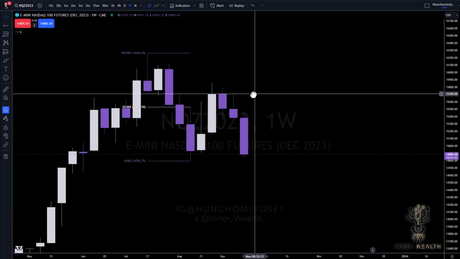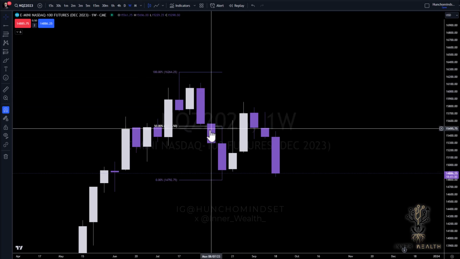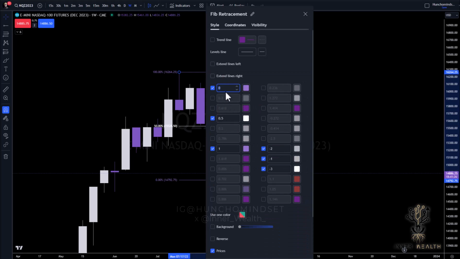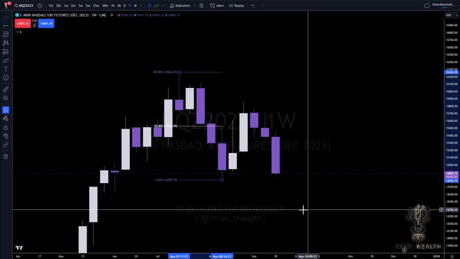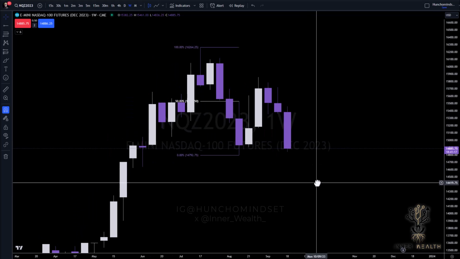Okay, notice my Fibonacci doesn't look like a lot of people's Fibonacci's. My Fibonacci is quite plain. I don't have that many levels on it. I have very simple levels. I have 6 levels overall. I keep it very simple. I don't believe in overcomplicating the Fibonacci. It's much simpler than everybody thinks, okay?